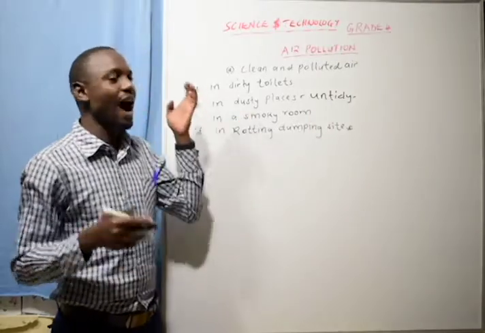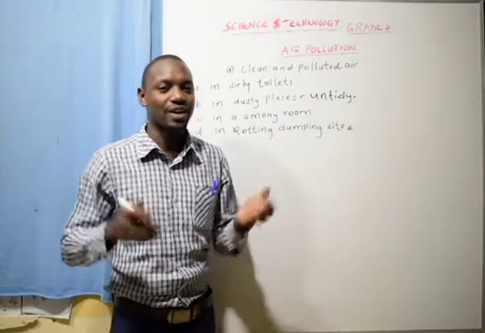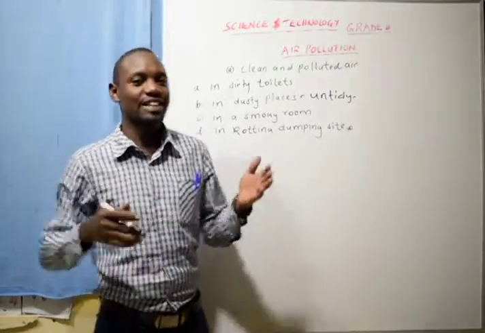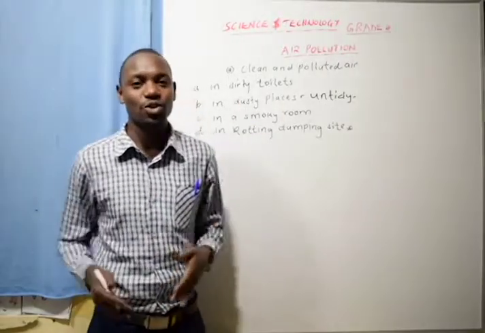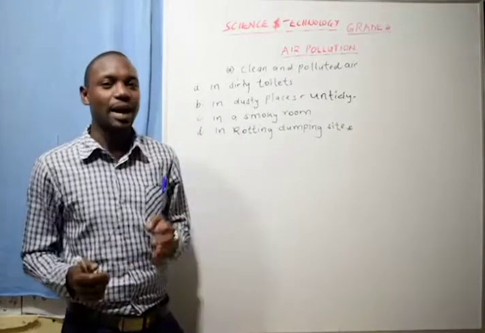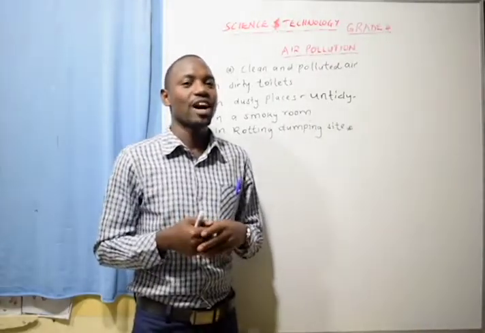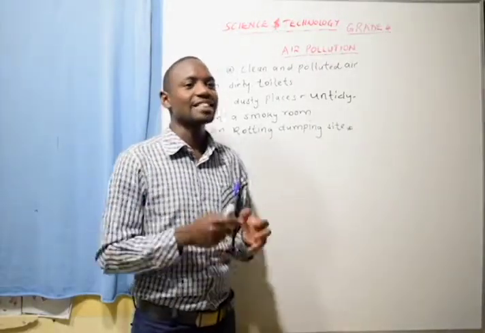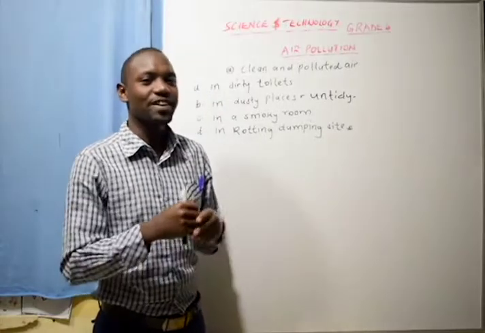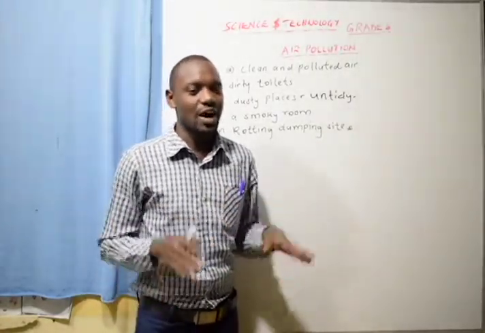Also compare a room that has a lot of smoke and a room that has no smoke. You realize that in a room that has a lot of smoke, the air there is already polluted, because smoke is an air pollutant, compared to a room that has no smoke, or an environment that has green trees, very green trees. That means the air there is very clean.